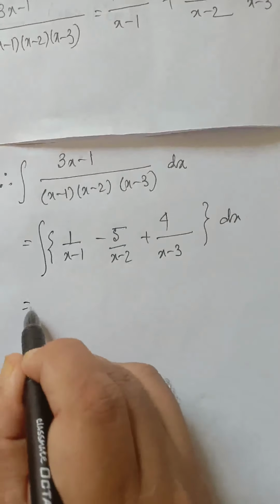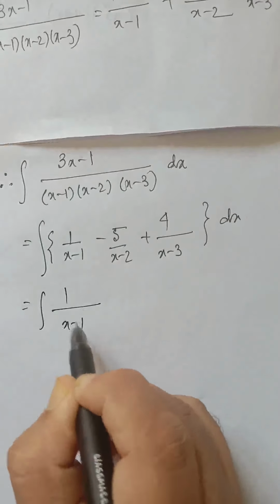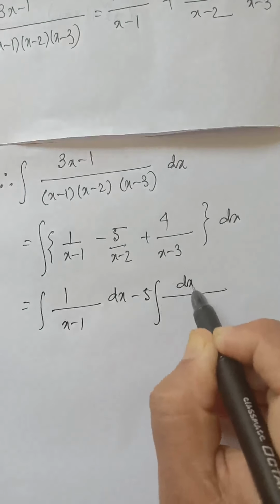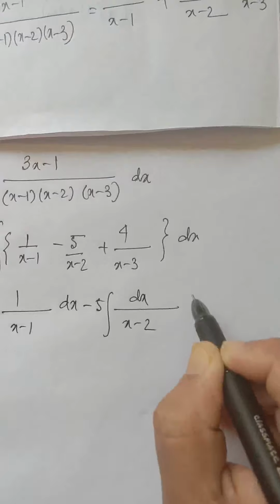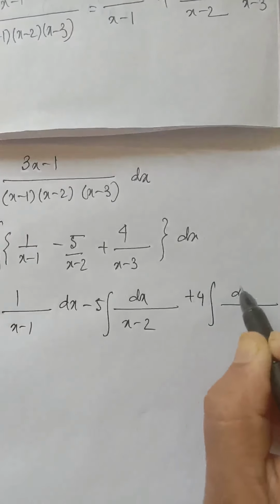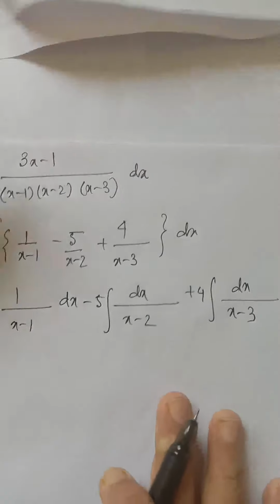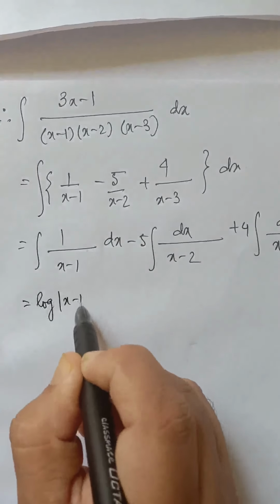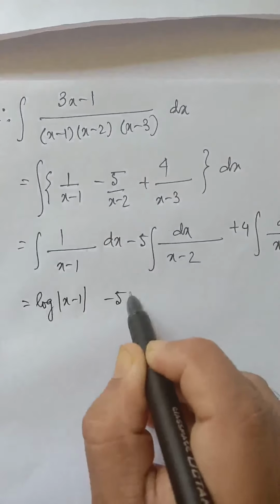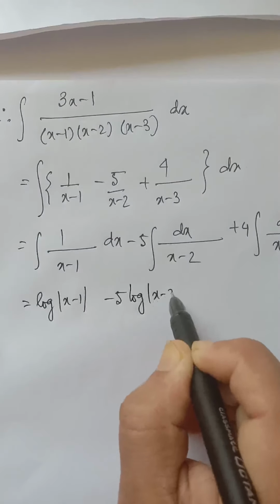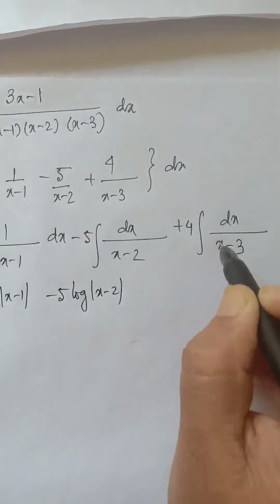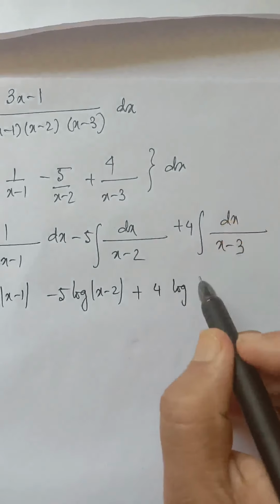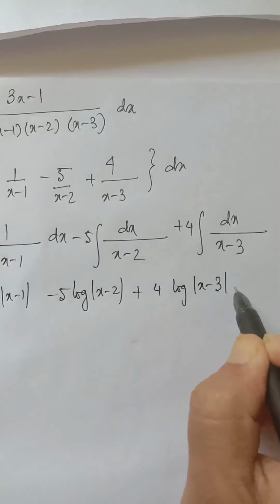Now we have to integrate. Let me first separate the terms. 1 by x minus 1 minus 5 by x minus 2 plus 4 dx by x minus 3. And how to integrate? Integration of 1 by x is the log of x. Integration of 1 by x minus 2 is the log of x minus 2. Integration of 1 by x minus 3 is log of x minus 3 plus c.